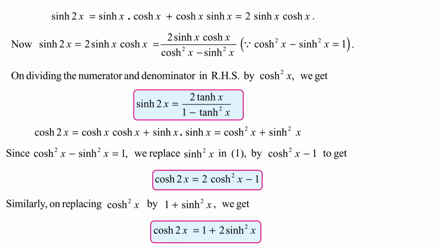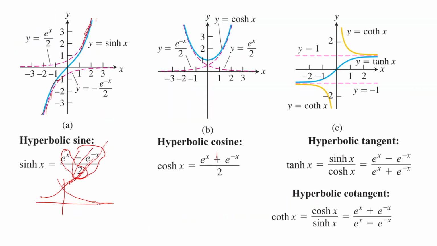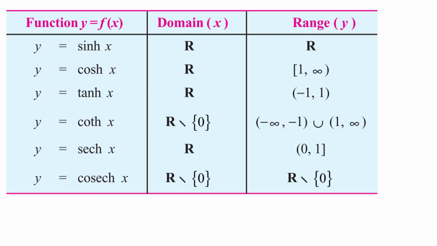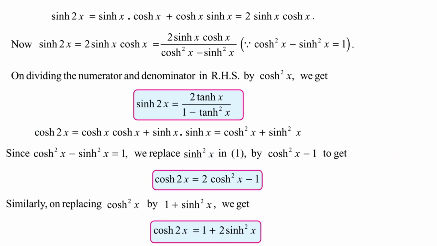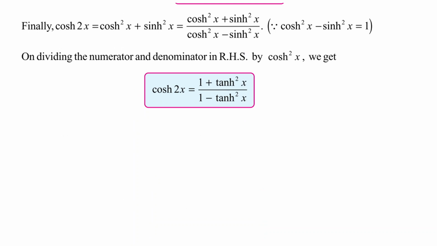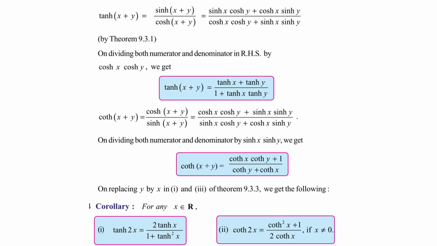So far we have discussed the definitions, the graphs of all hyperbolic functions and their inverse functions. What are their domains? What are their ranges? And some basic identities. Agreed? How to derive these basic identities. Now coming to the next important thing.